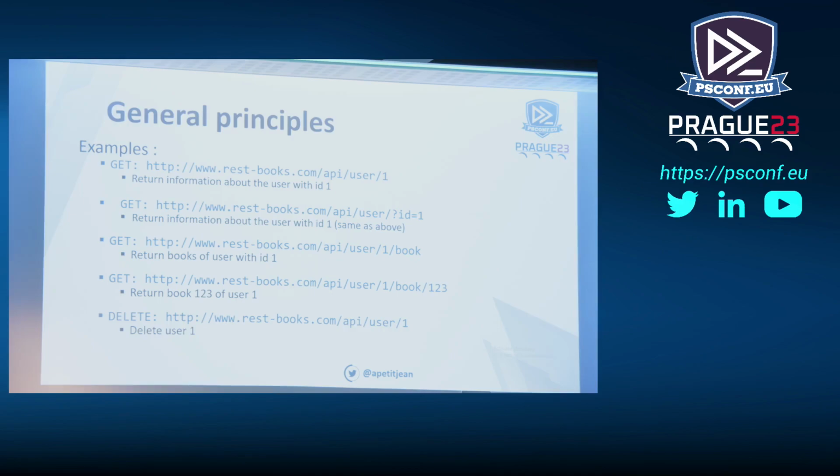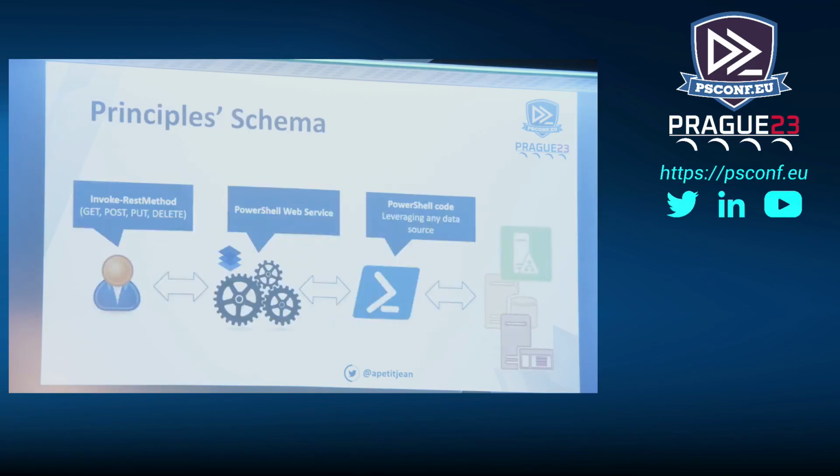And if we want to delete a user, we will commonly use this kind of route where we define the route and we just call the delete method instead of get. So these are the basic principles. I'm going to explain how to create these routes and how to implement them with PowerShell.